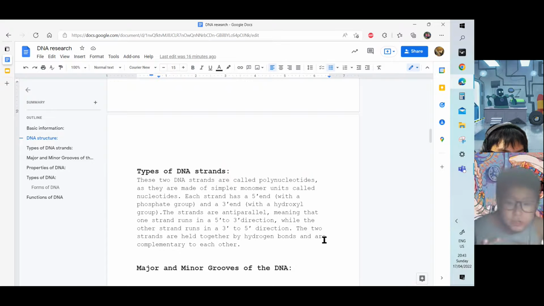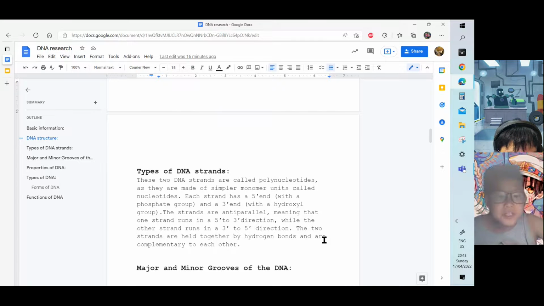There are two DNA strands called polynucleotides, as they are made of simpler monomer units called nucleotides. Each strand has a 5' end with a phosphate group and a 3' end with a hydroxyl group. The strands are antiparallel, meaning that one strand runs in a 5' to 3' direction while the other strand runs in a 3' to 5' direction. The two strands are held together by hydrogen bonds and are complementary to each other.